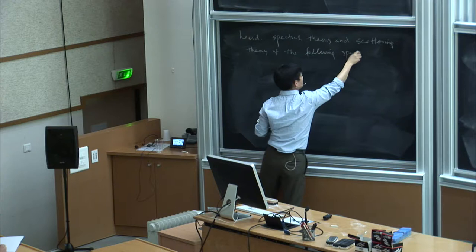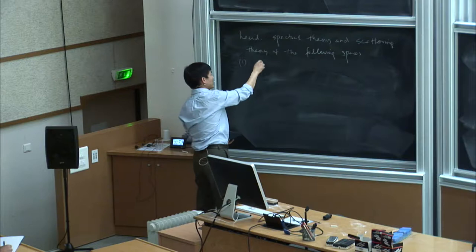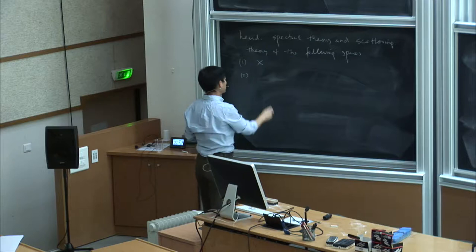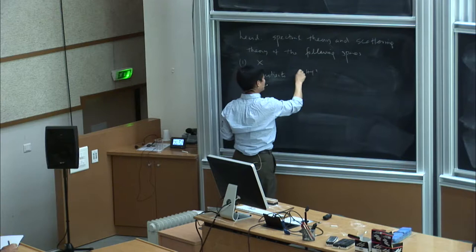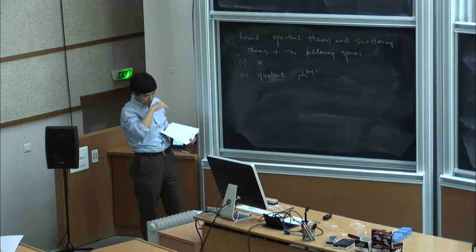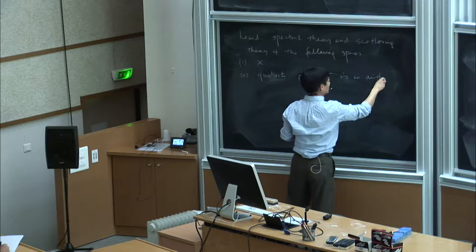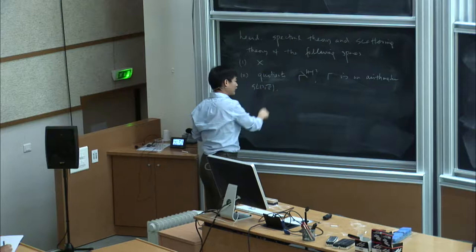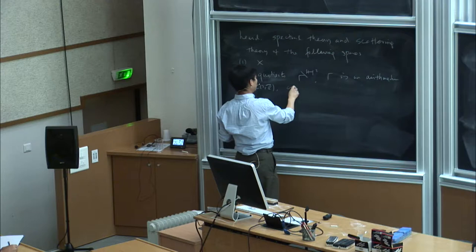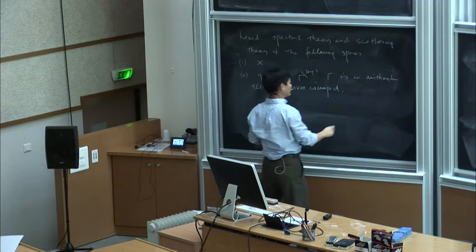The first is a symmetric space itself. And the second is we take a quotient of the upper half plane by a discrete group. Actually, from the talks we have heard, not just any discrete group. Actually, we require that gamma is arithmetic, like SL2Z, or convex cocompact, or more generally, geometrically finite.